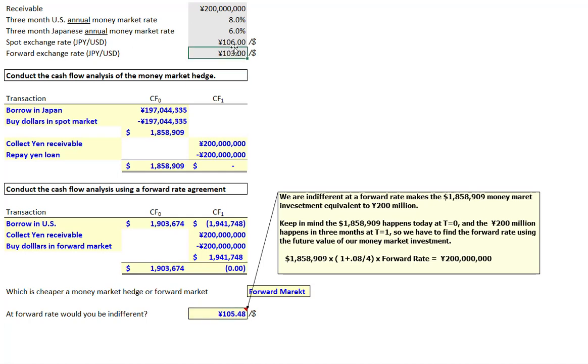And if we had used that as our exchange rate up here, we can see that the cash flows for these hedges are identical. At a rate lower than 105.48, say at 105, we would prefer the forward market hedge. At a rate higher than that, in other words, say 105.60, we would prefer the money market hedge. Let's try that one more time. We would prefer the money market hedge because it provides a higher cash flow.